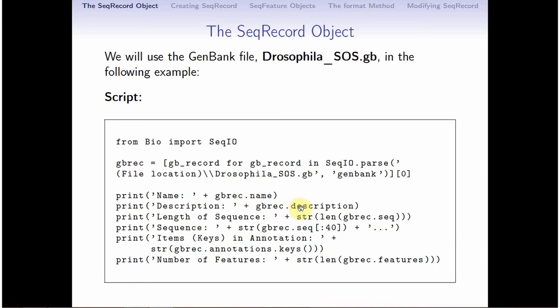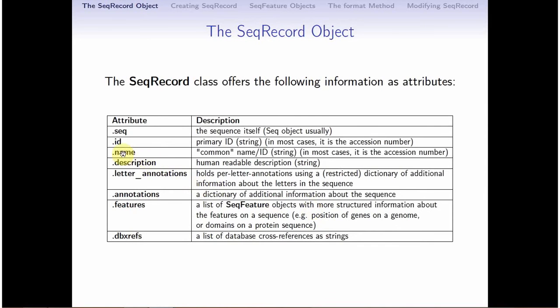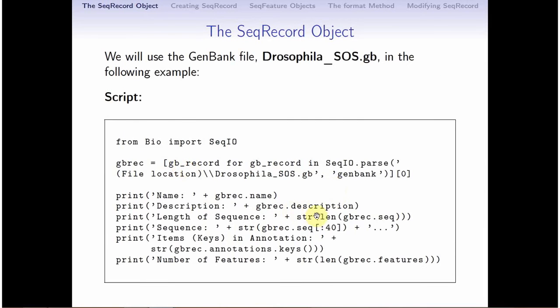Then after that, print the description also by using this dot description. Okay, remember just now the attribute. Okay, the description. So you print out this and this. Okay, then string. Okay, change it to string. Okay, length. Okay, length of this sequence.